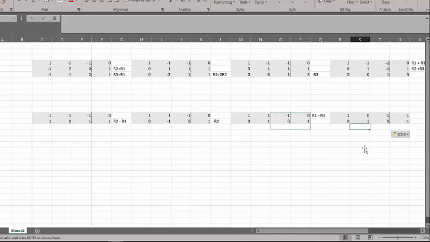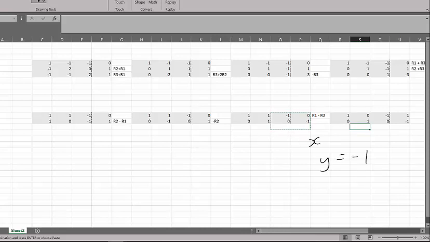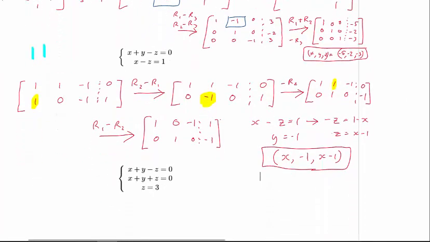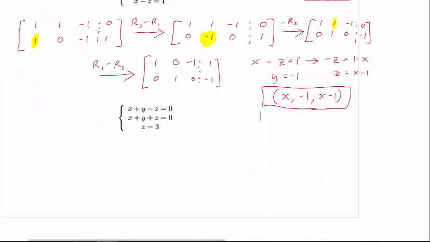Alright, and just as we were doing before, you can see that this matrix implies that y equals negative 1, and then we have the equation x minus z equals 1, and then we work it just like we did before. Alright, so back to the handout. Let's go ahead and take a look at this one.